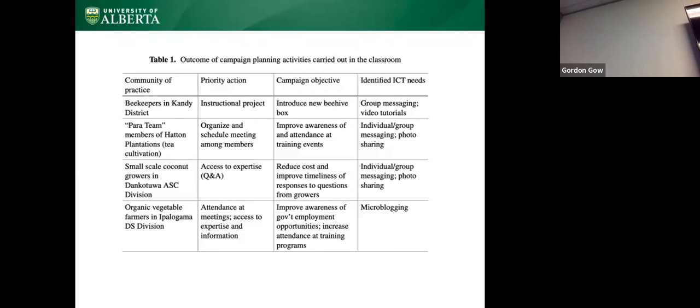They developed a campaign objective. We take them through a technique where they develop a structured goal statement. So yeah, we're going to introduce a new beehive box for this community. And then through the techniques we introduced, they said we want to use group messaging and video tutorials for that.